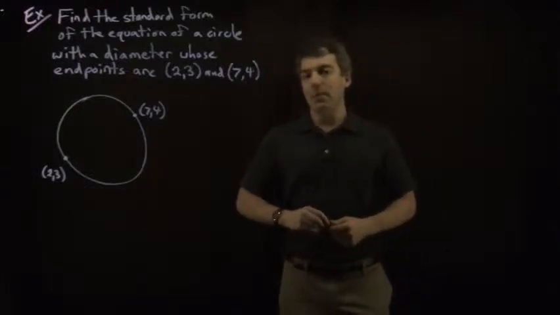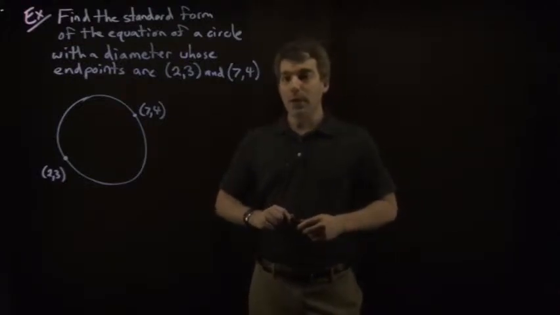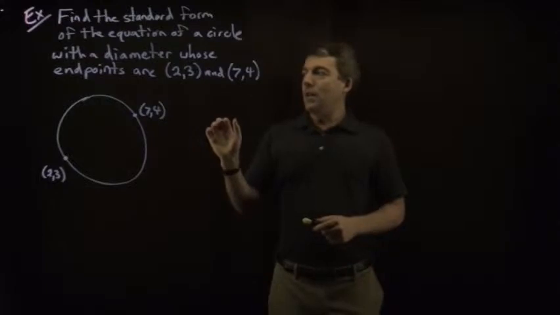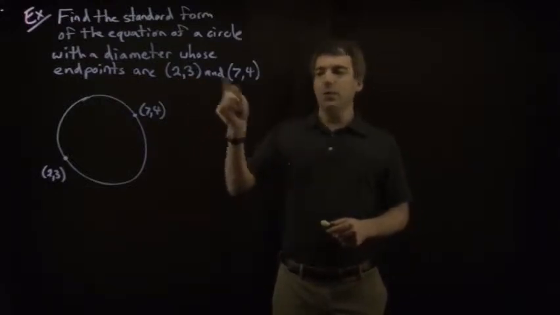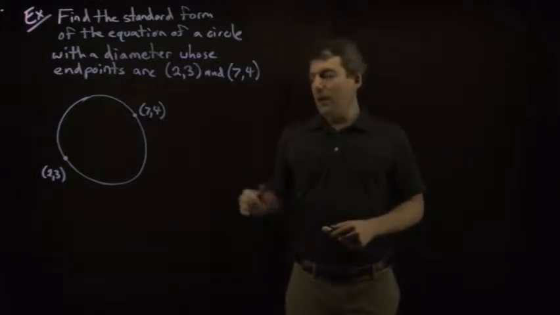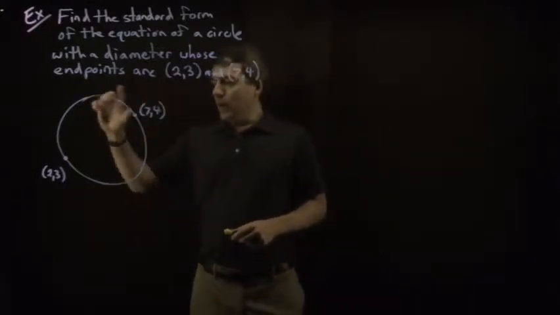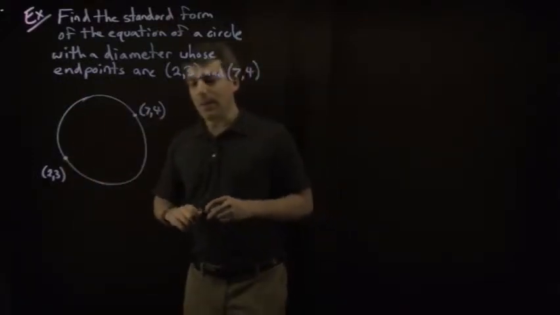All right, in this example, we're going to again find the standard form of the equation of a circle, and we're given that its diameter is between these two given points on the circle, (2, 3) and (7, 4). Now, just to give you a sketch of what this might look like, we've got the circle, and we have two points that determine the diameter.